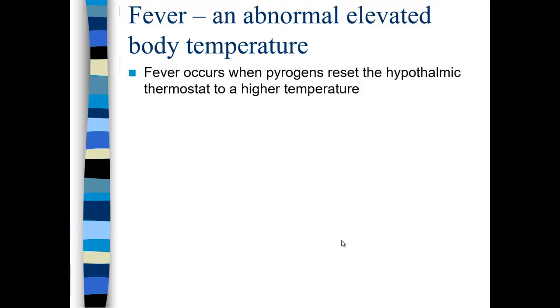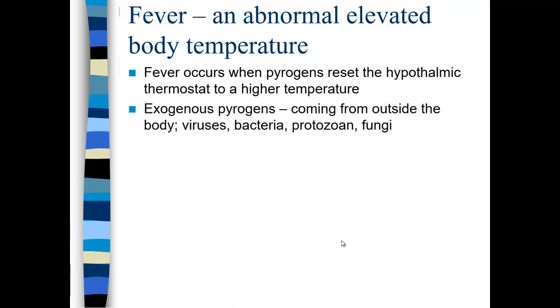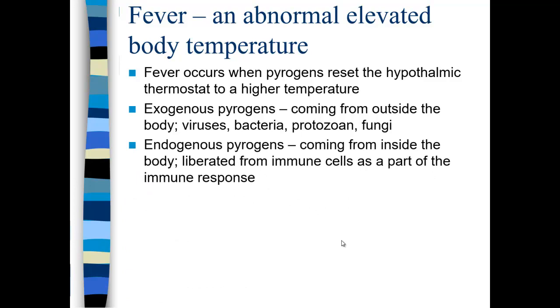This is when pyrogens, in the foreign invaders themselves, reset the hypothalamic thermostat to a higher temperature. These pyrogens then elevate the temperature. These are exogenous. They come from the outside of the body. These can be from viruses. They can be from bacteria, protozoa, fungi.